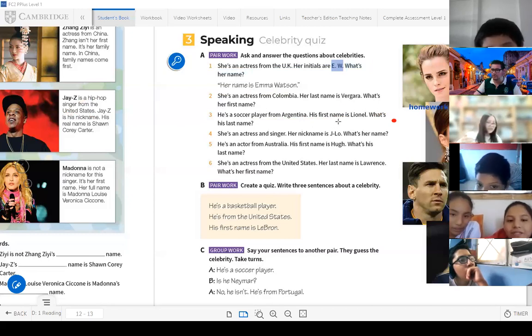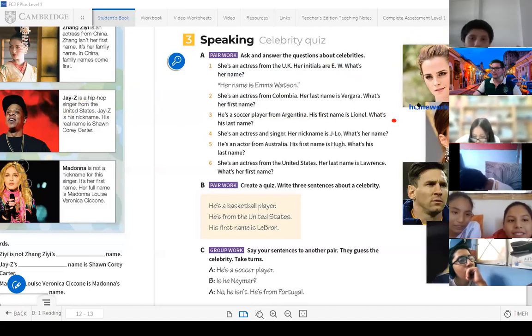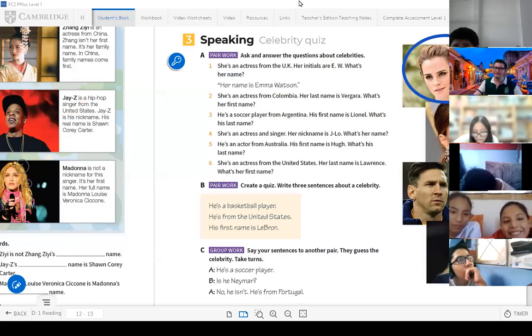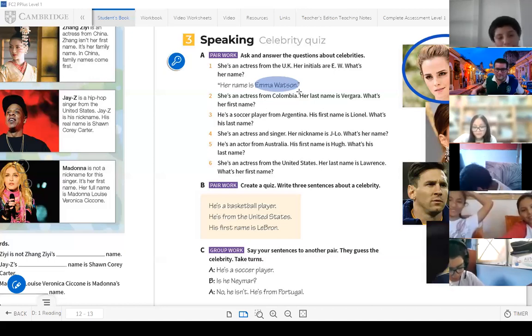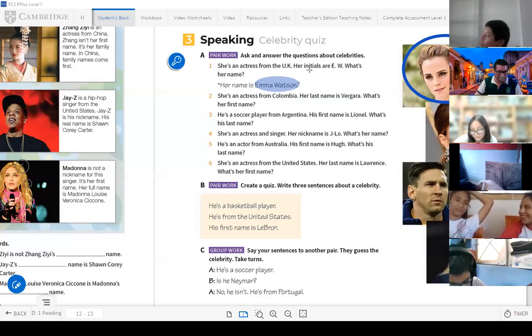In this case, we know she's an actress from the UK, no? And her initials are EW. Oh, yeah. She's right. Hermione, muchos la conocen como Hermione, right? Emma Watson. Yeah, she's Emma Watson. Es la típica actriz que la vas a ver en cualquier película y siempre va a ser Hermione, right? Así como sucede con Daniel Radcliffe, ¿no? Lo vas a ver en cualquier película y siempre va a ser Harry Potter, sin importar qué.